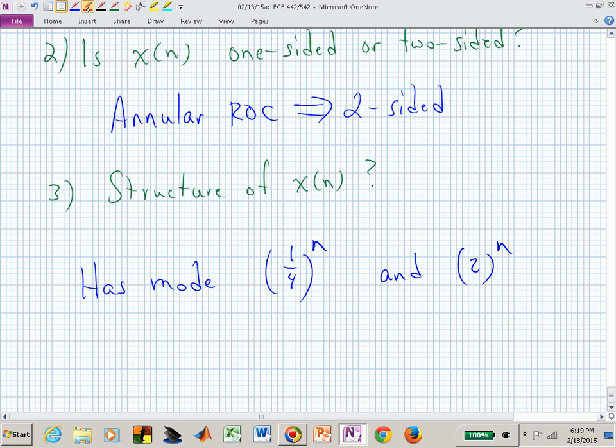Do we know anything more about that structure? Are they both active? You said the response was two-sided. Is this little n positive and negative for both 1/4 and 2? And how do we determine that? Which one is which if they are not both positive and negative signs on the exponents?